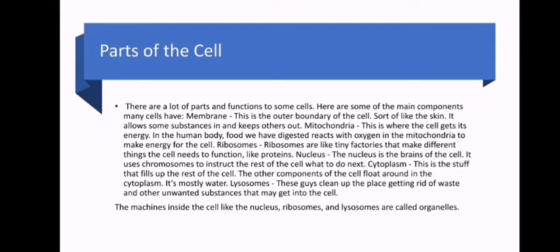The machines inside the cell, like the nucleus, ribosomes, and lysosomes, are called organelles. The nucleus is the brain of the cell, ribosomes are tiny factories that make things like protein, and lysosomes get rid of waste that may get into the cell. So they are called organelles.